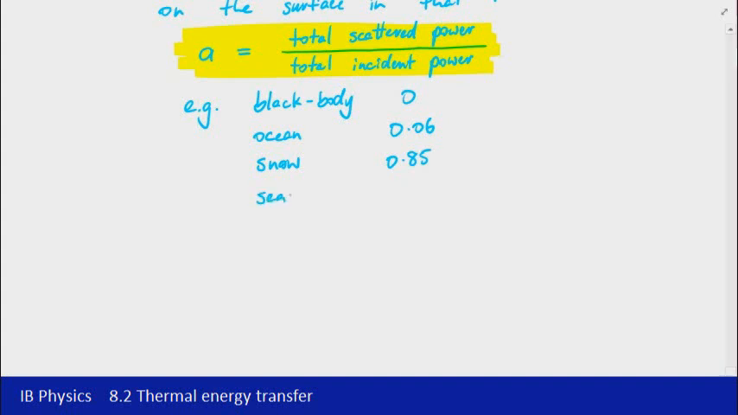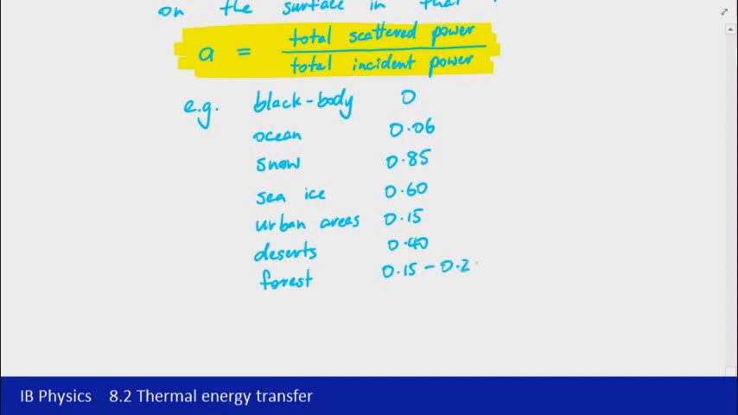If we look at sea ice, the reason why we're mentioning sea ice here is that we know that it's melting. So if we've got less sea ice, then we've got less energy being reflected. Urban areas, so areas around where we live, have an albedo of 0.15. Deserts have an albedo of 0.40, and forests, depending on the type of forest, in the textbook you'll see a couple of values in the range of 0.15 to 0.25.